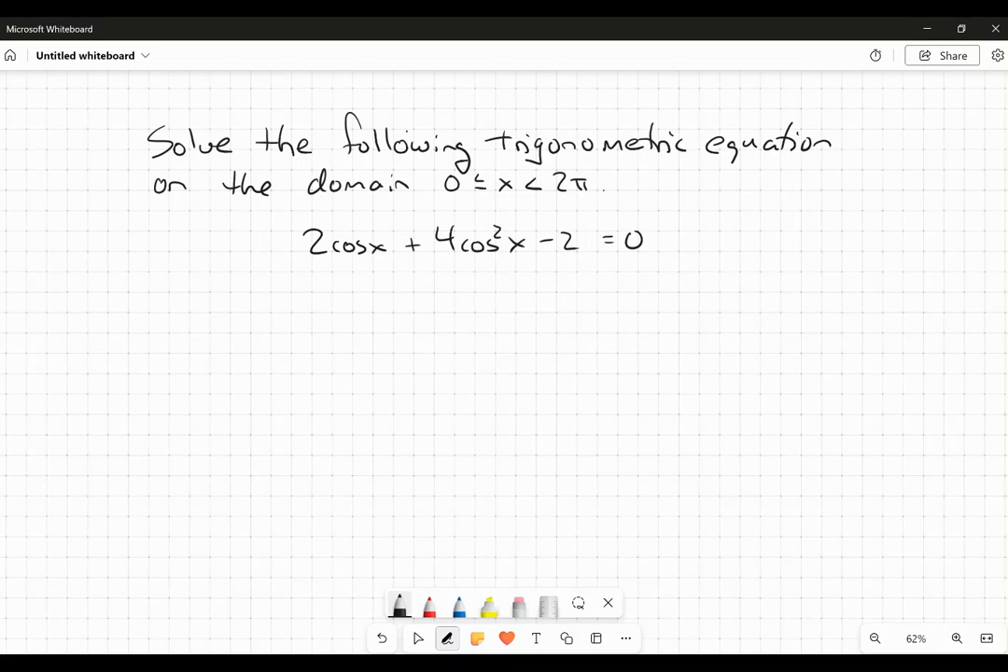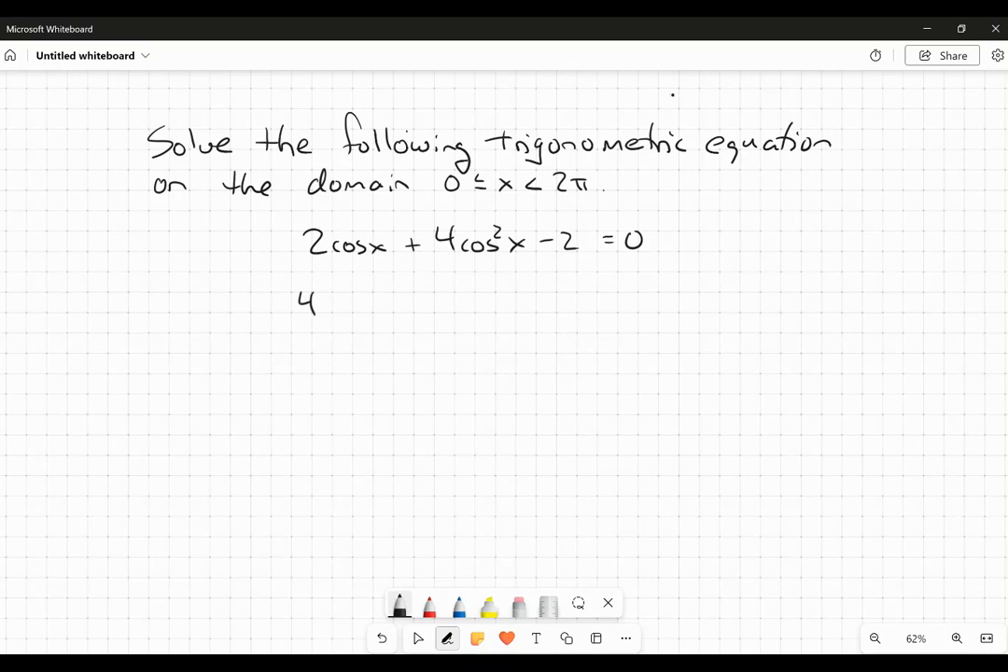Okay, everybody. So we're going to solve the following trigonometric equation on the domain 0 to 2 pi. And our equation is 2 cosine of x plus 4 cosine squared of x minus 2 is equal to 0. So notice that it's in the form of a quadratic here. And actually, don't let them do stuff like this to you. It's in a form right now that's a little bit harder to work with.